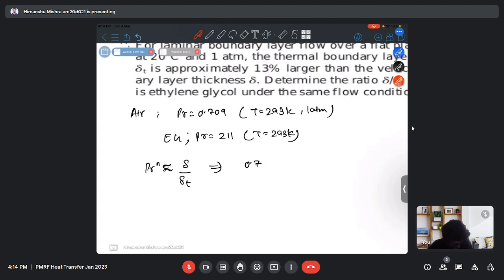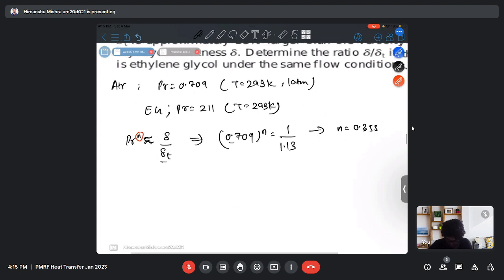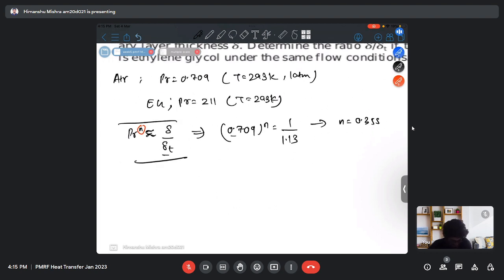delta by delta T for air, and we need to define N here. So the Prandtl number for the air is, and from the question, my thermal boundary layer is 13% more. So using this relation, I can define N, which is 0.355. And then I got the N, and I can use the same relation to define the boundary layer thickness ratio.